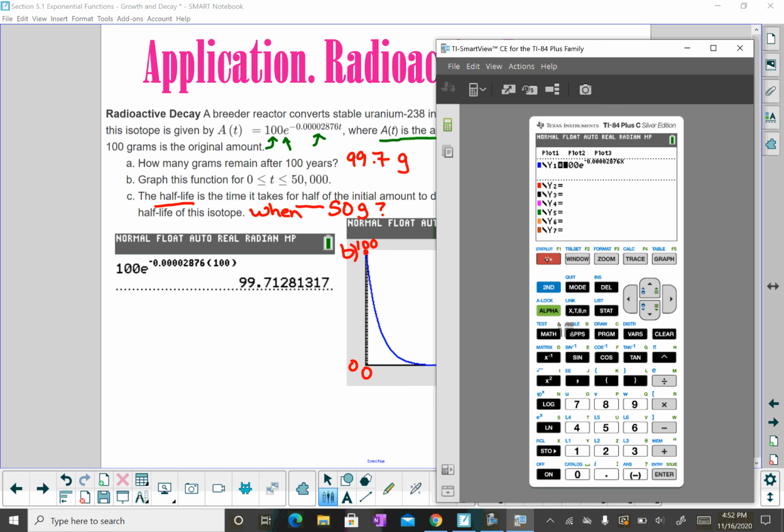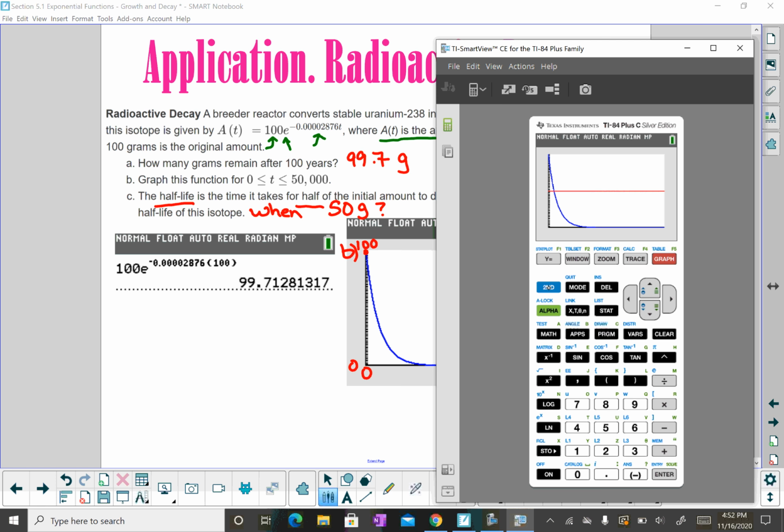Go into y equals, and we're going to find an intersection. This is the intersect method that we used before. I want to know, when does this graph reach 50? So let's hit 50 and graph it. There we go. The point where my exponential function crosses that line, y equals 50 is what we're looking for.